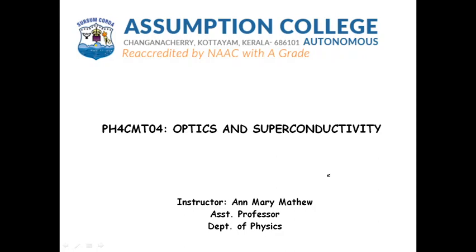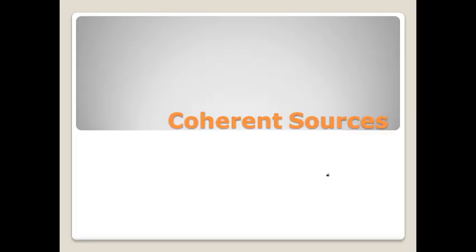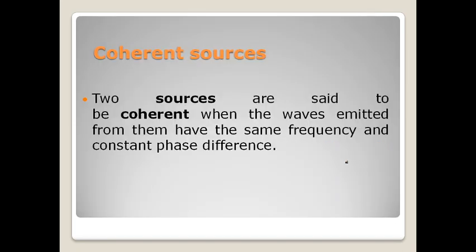Hello students, in this video let us learn about coherent sources. Coherence is an important term that we come across when we study about interference of light waves. By coherent sources we mean two sources producing coherent waves.